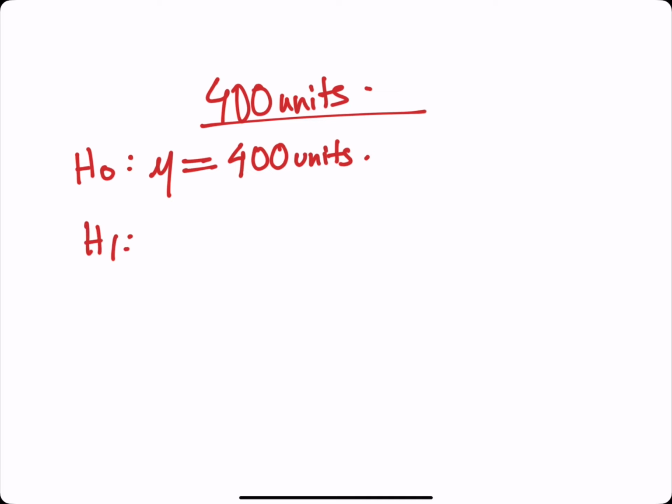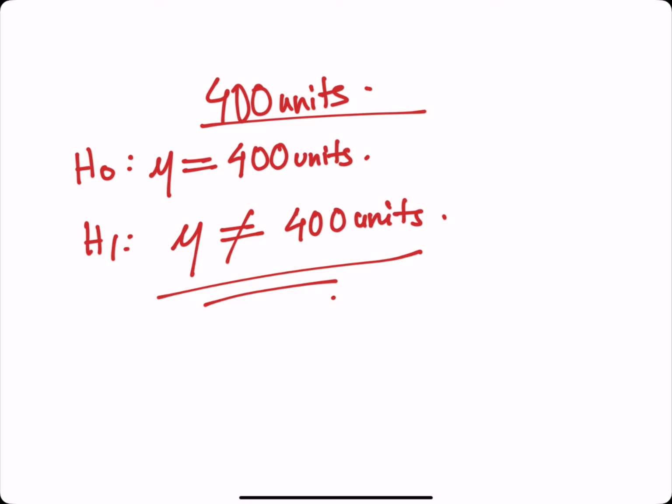Whereas the alternate hypothesis will be that the average demand for ice creams per store per month during summer is different from 400 units. And mathematically, it should be written like this. Now, this challenges the status quo and suggests that the demand has changed, possibly due to an unexpected increase in the heat intensity.